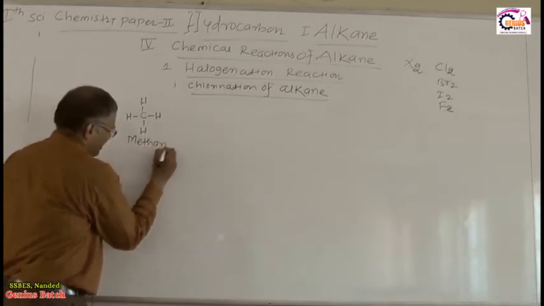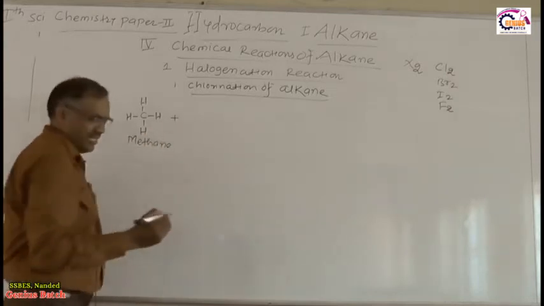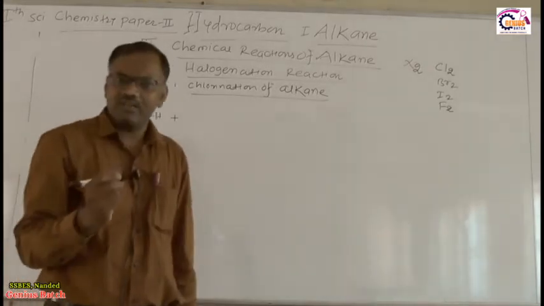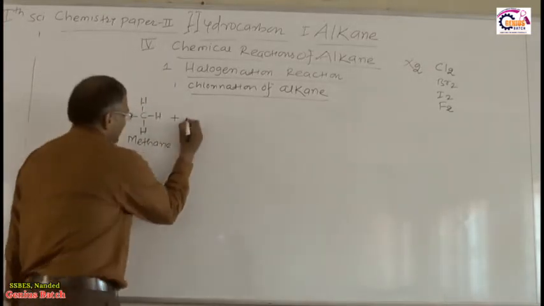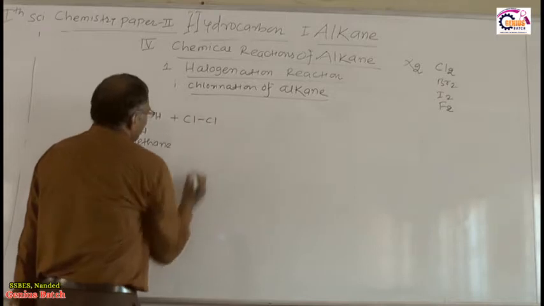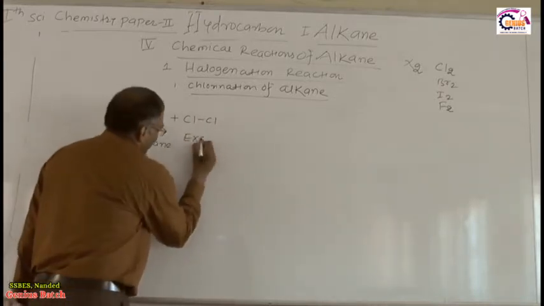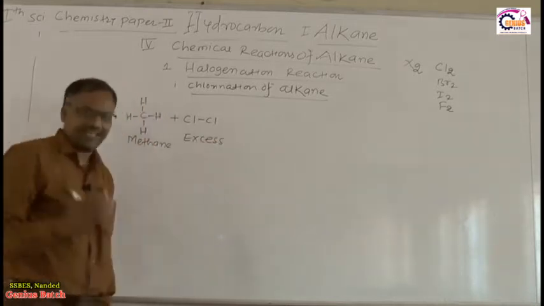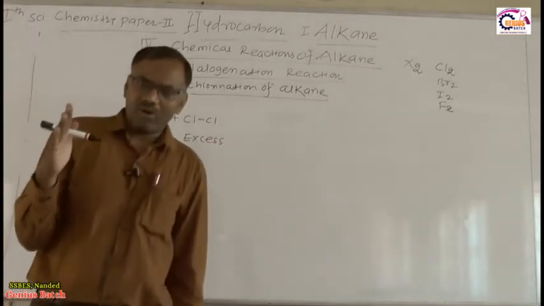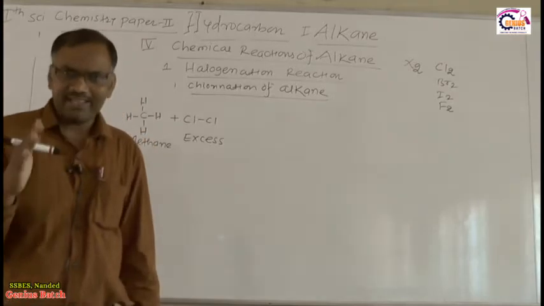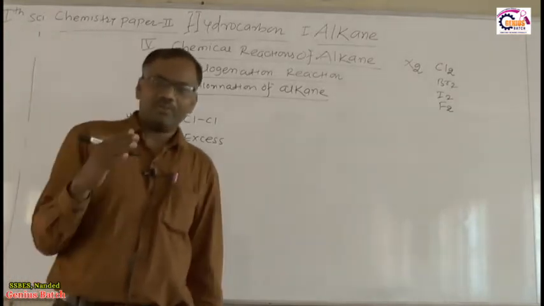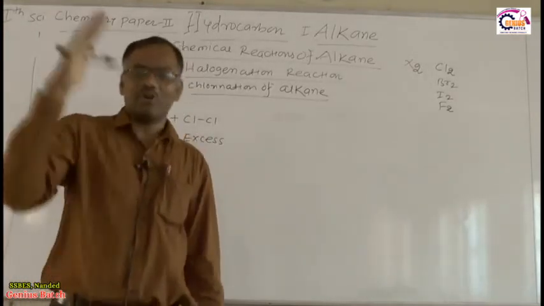So this is the methane. When this methane is heated with chlorine, okay, so this is the chlorine. We have taken the chlorine in excess. What have we taken? Excess of chlorine. Excess means a large amount of chlorine. What is meant by excess? More amount of chlorine or large amount of chlorine.